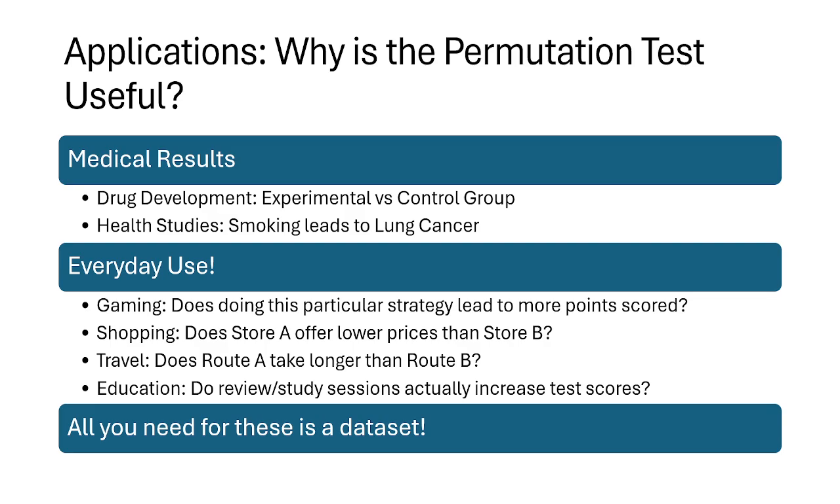Applications. I already talked about drug development. We've got experimental versus control. Control doesn't get the new drug, experimental does, and we see the effects between the two. That is something where you can use the permutation test. You also see in a bunch of hearsay or articles around the world that say smoking leads to lung cancer, or exercise leads to a lesser chance that you'll develop this or that disease.